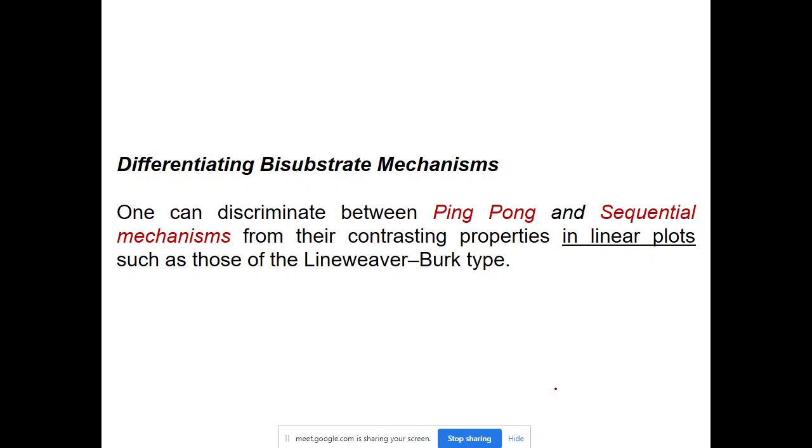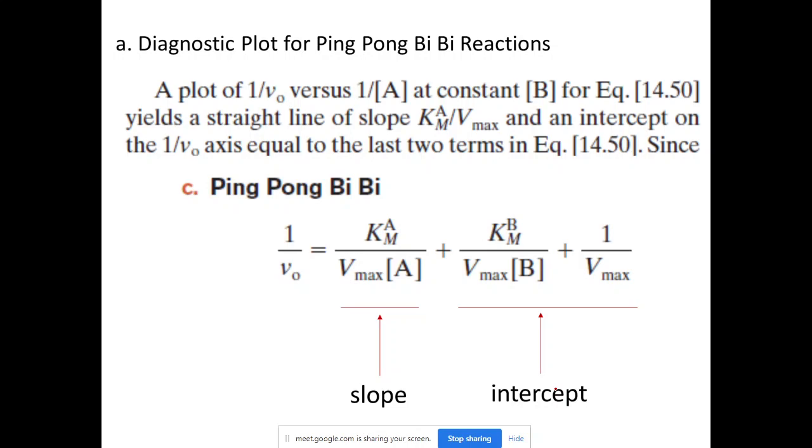So, differentiating the bi-substrate mechanisms. One can discriminate between the ping pong as well as the sequential mechanism from their contrasting properties in the linear plots, such as those of the Lineweaver-Burk plot. So from the Lineweaver-Burk plot, depending on the plot, one can differentiate what is the ping pong mechanism and what belongs to the sequential reaction. So what is a diagnostic plot for ping pong? How do I recognize whether this particular reaction belongs to ping pong or not? So if you draw a plot 1 by V0 versus 1 by A0. Now what is 1 by V0?